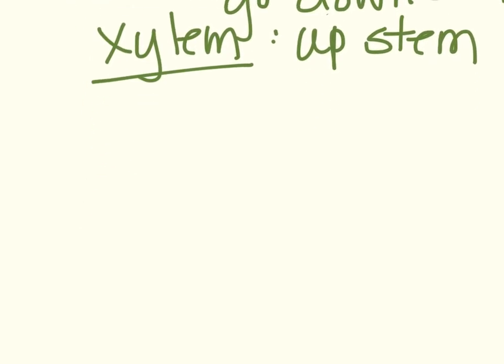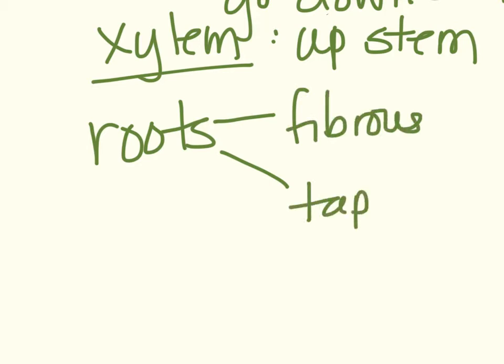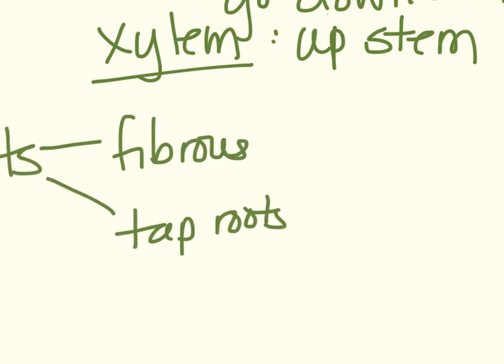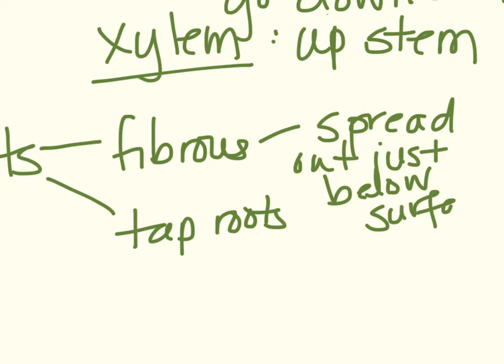Then we have roots. And there are two types. There is fibrous and taproot. Fibrous roots spread out just below the surface. And taproots go straight down from the stem.